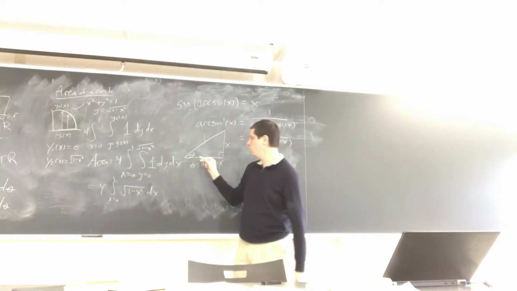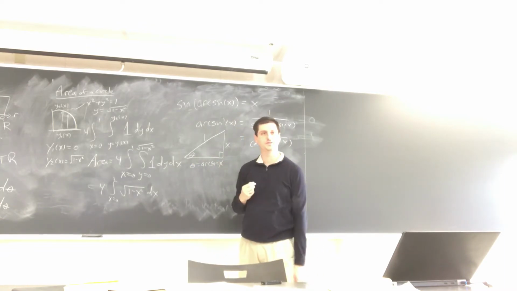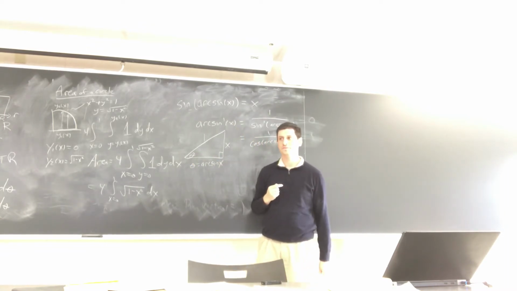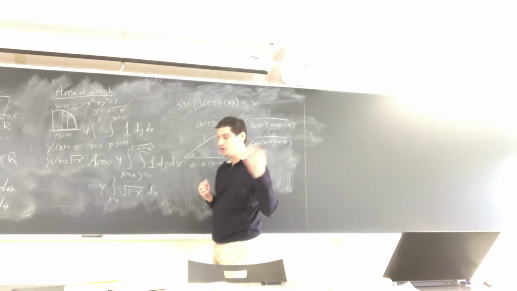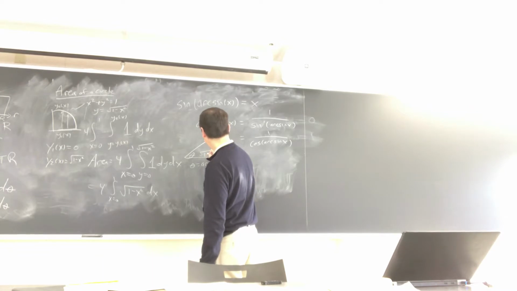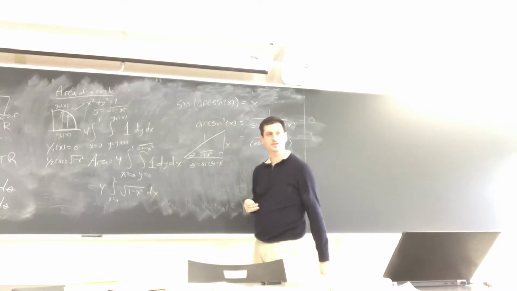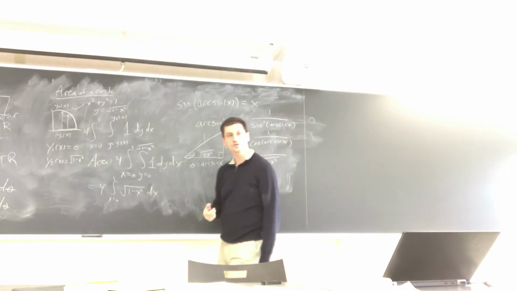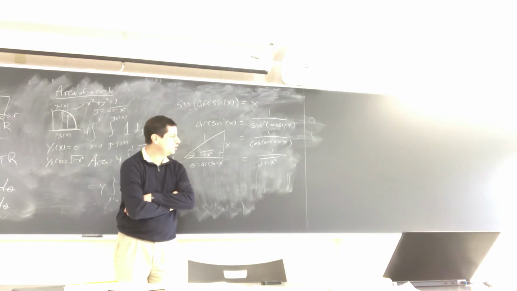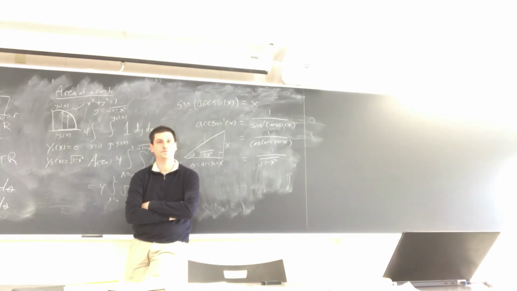The cosine, well, what would the bottom length be? What's the length of the base? Square root of 1 minus x squared. So this is just by Pythagoras. So we would then get 1 over the square root of 1 minus x squared. So the derivative of arcsine is 1 over the square root of 1 minus x squared.